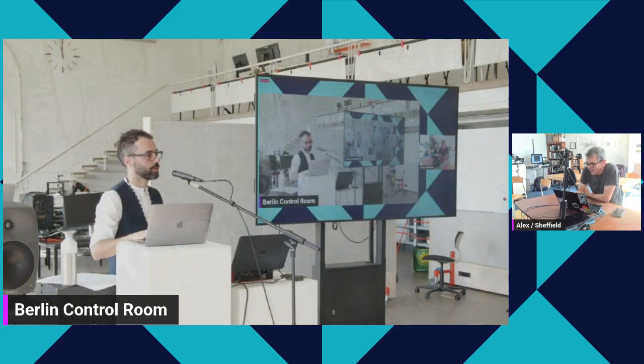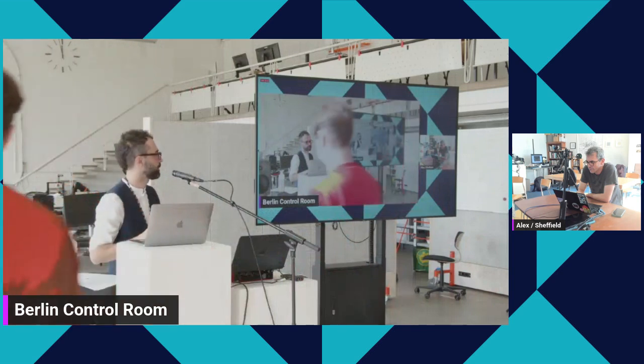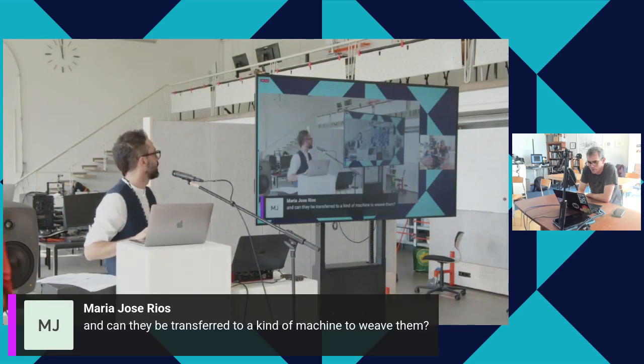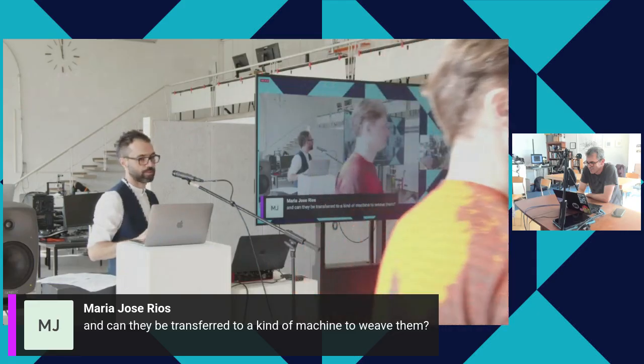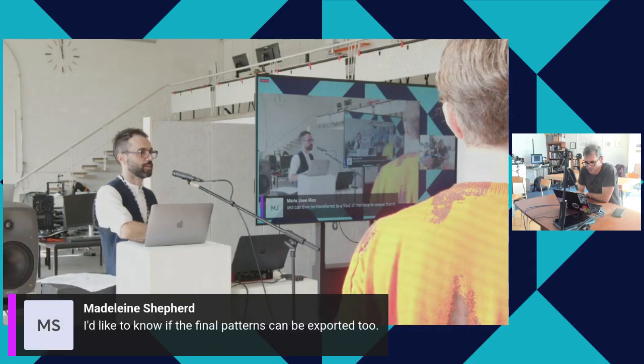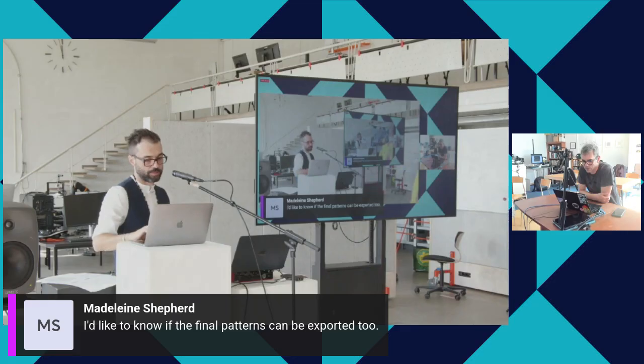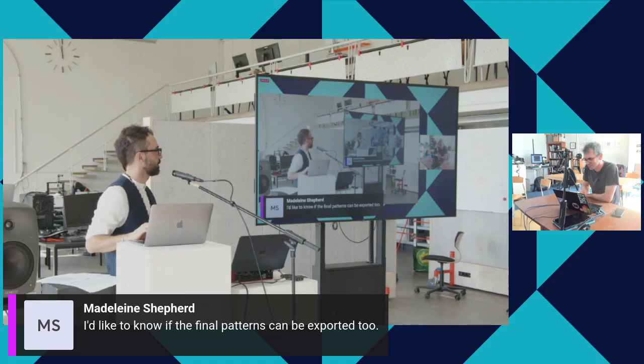Sure. So there's one from Maria Jose who asks, can the patterns be woven? And Madeline Shepherd, who asked relatedly, I'd like to know if the final patterns can be exported. Have you explored having these patterns travel to other materials?